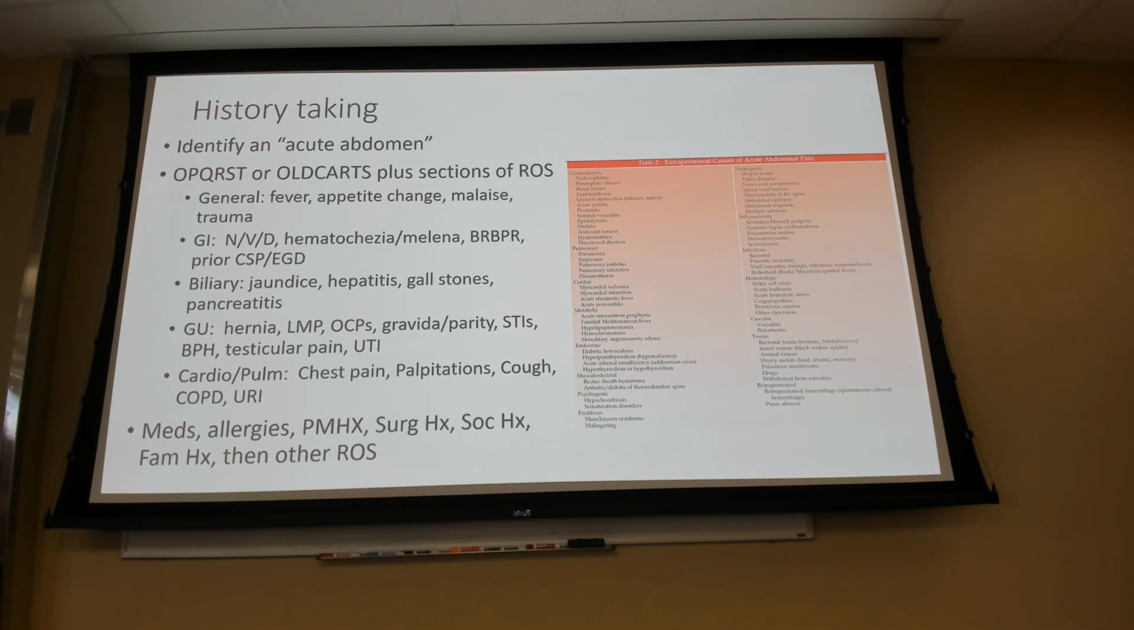And then, like we talked about in the first lecture, and like you guys have probably heard all throughout IPAP, history is important. A lot of times you can get everything you need to know from their history, and then your exam is just reinforcing or affirming what you're suspecting is wrong with them, which is why it's important to listen to your patient. But typical things that are important in the abdomen: do they have a fever? What's their appetite like? Is there any trauma? Do they have malaise, nausea, vomiting, diarrhea? Any blood coming from anywhere in the GI tract is important, whether it's from the mouth or rectum.